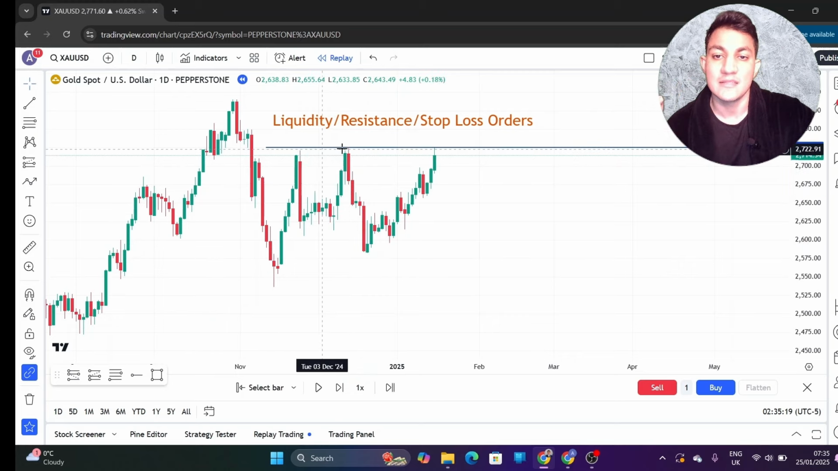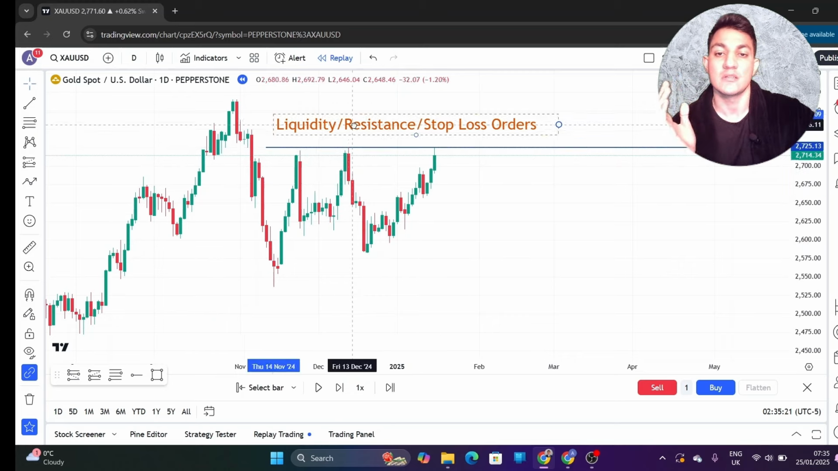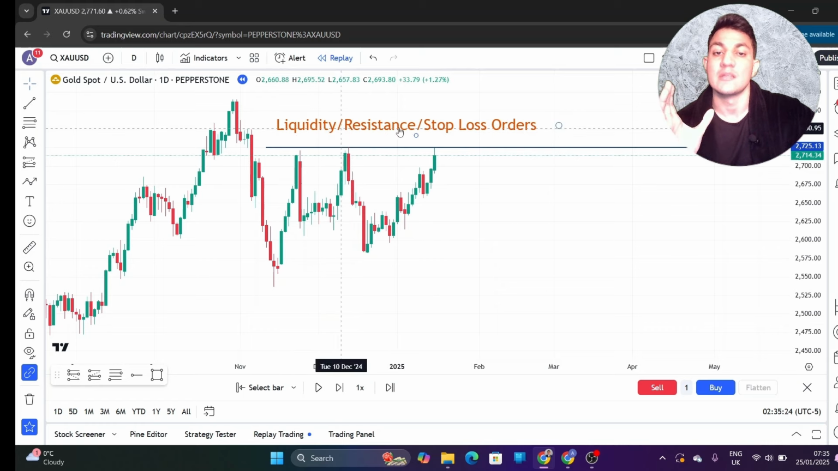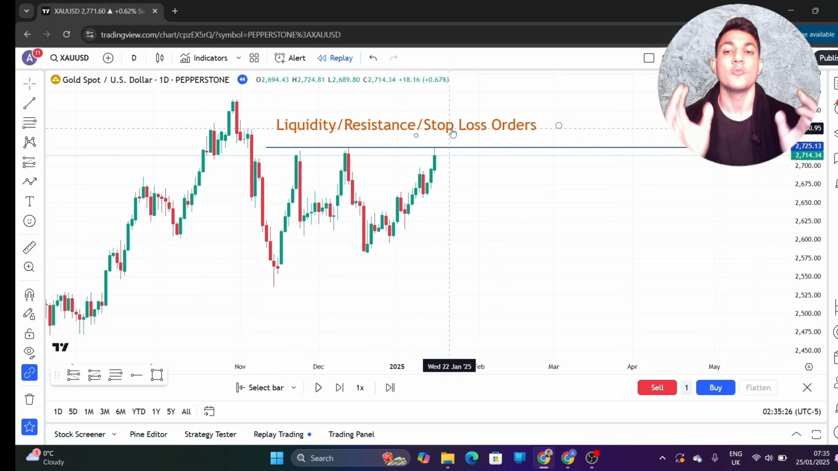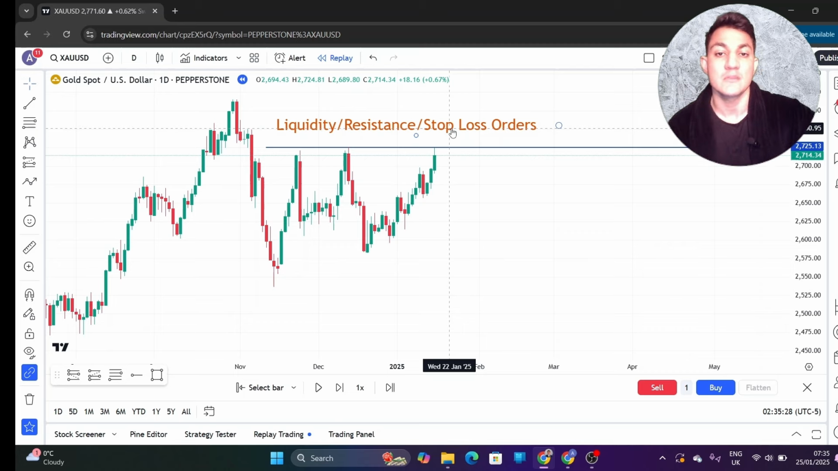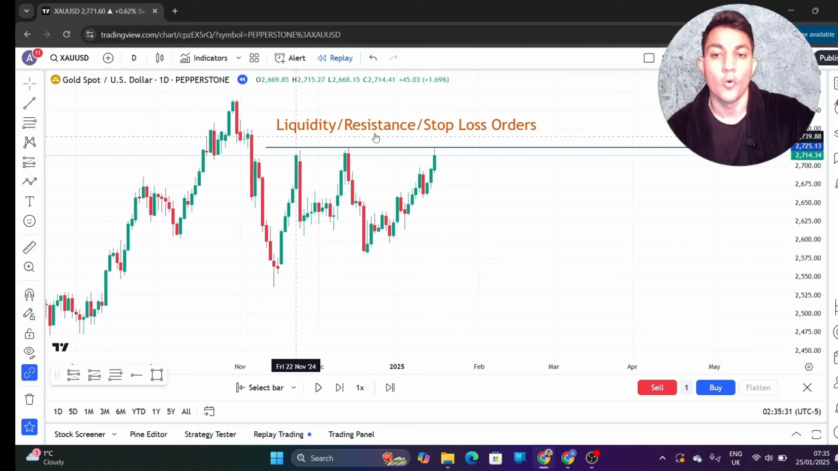So we know at these levels here, there is so much liquidity. Let's just move this down. There is so much liquidity, right? There's so many stop loss orders. There's so much money, right? There's billions and billions and billions of dollars worth of stop loss orders, all at these highs here.